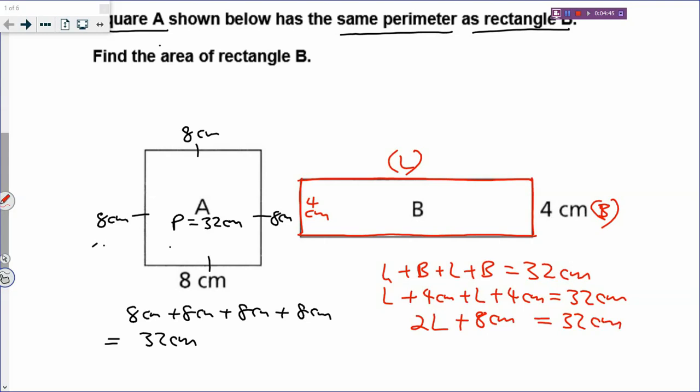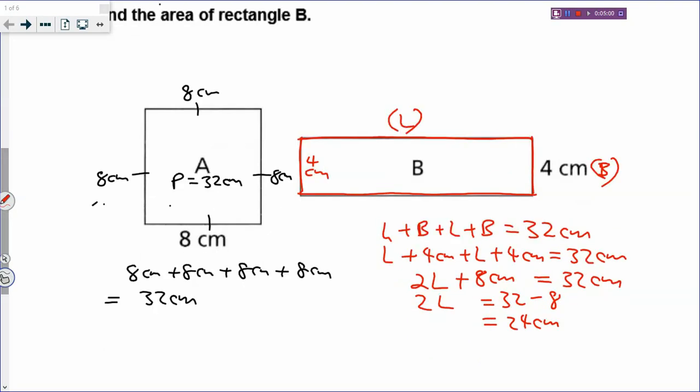So you have 2 longer sides; add together, how long is that? The 2 longer sides, if you add together, will be 32 minus 8, and you will get 24 cm. So if you add these two longer sides, it is 24 cm. So what is the length? 24 divided by 2, and you will get 12 cm.